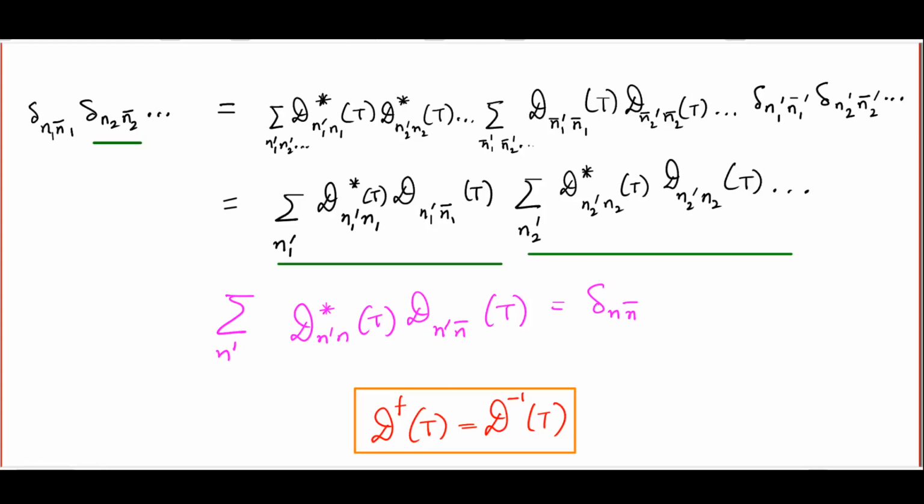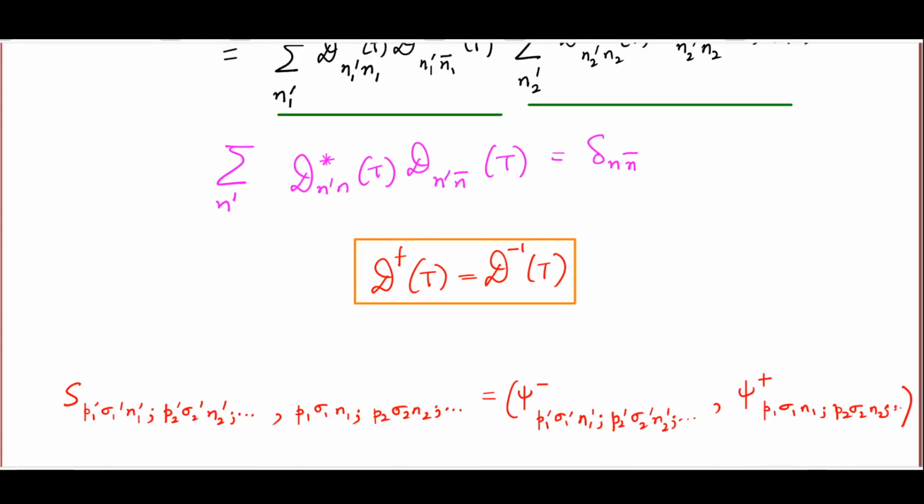Now that we have seen how states would transform under an internal symmetry transformation, let us see what consequence this has for the scattering matrix elements. Recall that a scattering matrix element given by S of P1 prime, sigma 1 prime, N1 prime, P2 prime, sigma 2 prime, N2 prime for the out state and P1 sigma 1 N1, P2 sigma 2 N2 for the in state is nothing but the overlap between the in state with particle labels P1 sigma 1 N1, P2 sigma 2 N2 and so on, and an out state with particle labels P1 prime, sigma 1 prime, N1 prime, P2 prime, sigma 2 prime, N2 prime and so on.